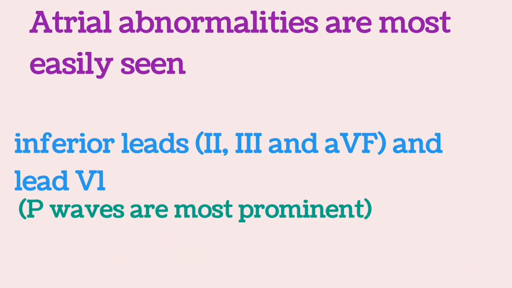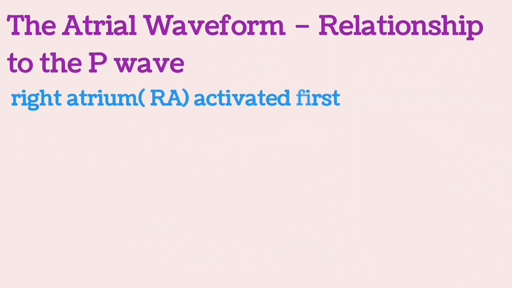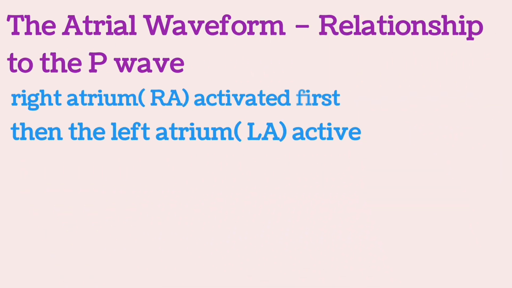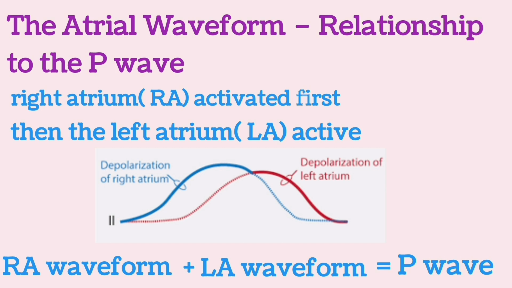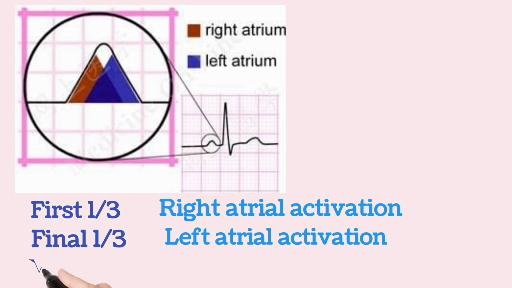in these leads. Atrial depolarization proceeds sequentially from the right to the left. Thus, the right atrium is activated before the left atrium. Right and left atrial waveforms summate to form the P wave. The first one-third of the P wave corresponds to the right atrial activation, the final one-third corresponds to the left atrial activation, and the middle one-third is a combination of the two.